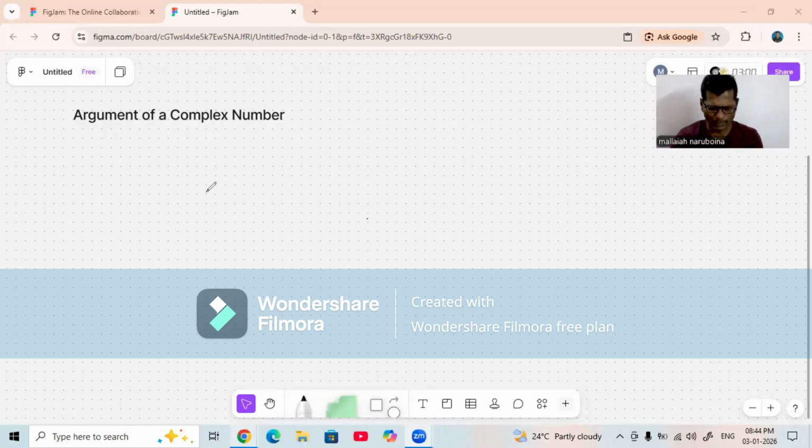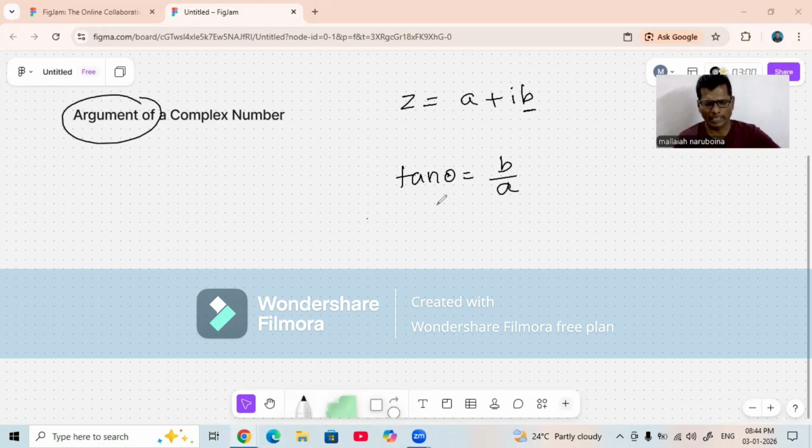Argument of a complex number z is equal to a plus ib. Complex numbers are represented by the letter z. Now for this, tan theta is equal to b by a. This is the coefficient of i, b, and this is a. If we divide b by a, we get the argument of a complex number. Tan theta is equal to b by a is called the argument of the complex number.